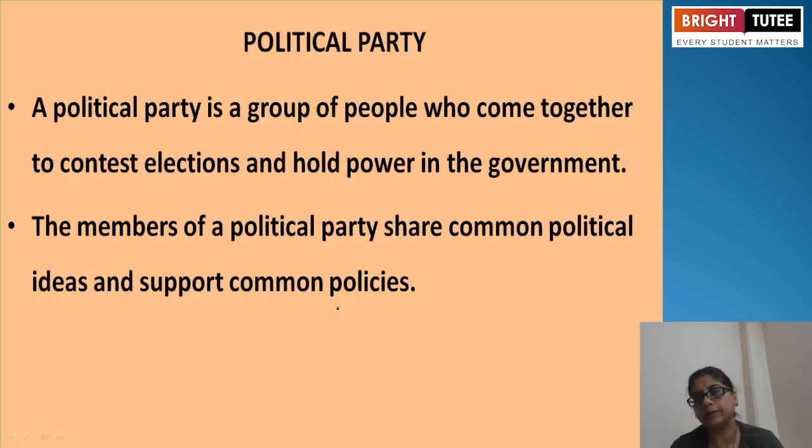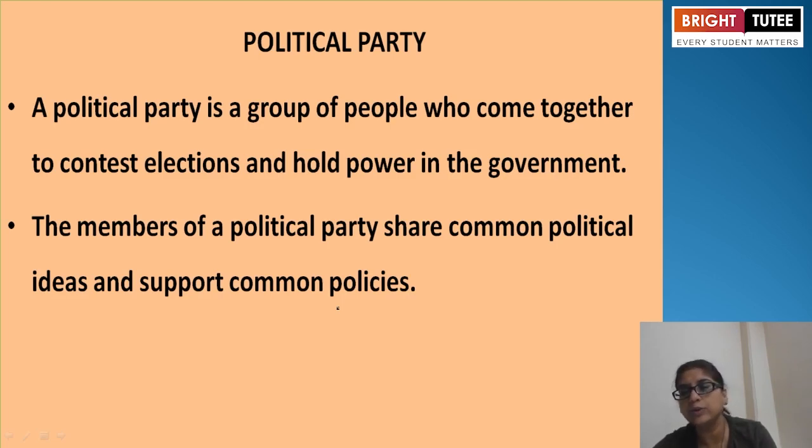Now let's see what a political party is. A political party is a group of people who come together, contest elections and hold power in the government. The members of a political party share common political ideas and support common policies. If I talk about the traditional definition of political party, Mr. Edmund Burke says that party means a body of men united for promoting by their joint endeavors the national interest upon some particular principle upon which they are agreed. So what exactly does this mean? That the members of a political party share common political ideas and support common policies.